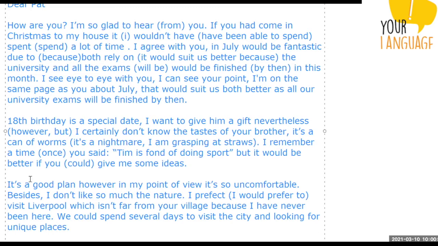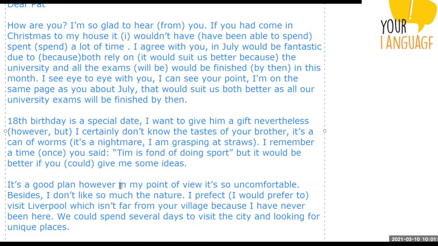Okay, and then anything in the first sentence? In my point of view, isn't it? Or no, that's correct. The preposition is correct, but I would say it's a bit too formal. In my point of view, if you're talking to a friend and you're asking about a camping holiday, it sounds a bit formal.